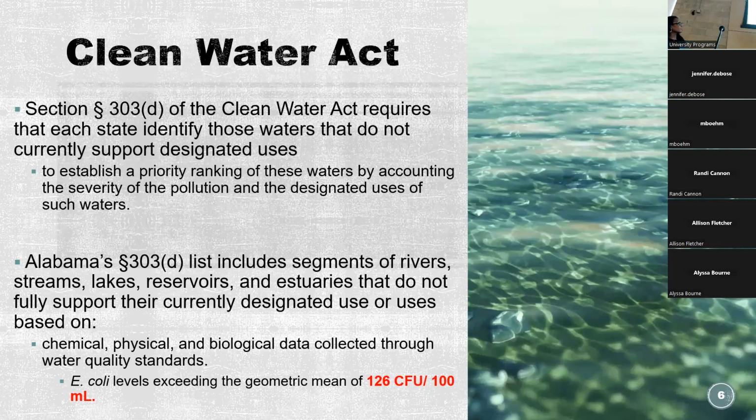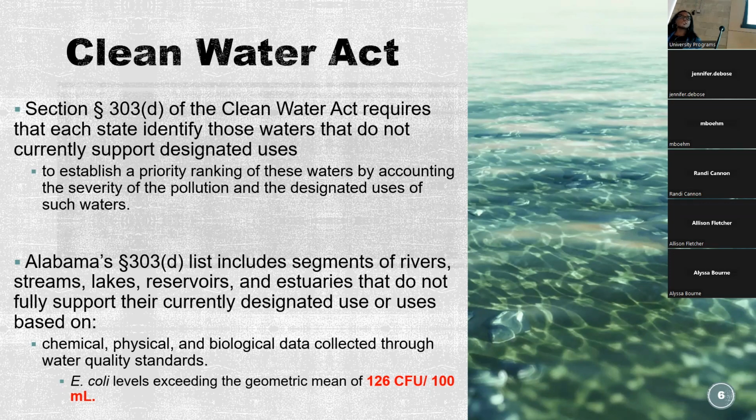Section 303 of the Clean Water Act requires that each state identify those waters that do not currently support these designated uses. And this is done to establish a priority ranking of these waters by accounting for the severity of the pollution and the designated uses of such waters.